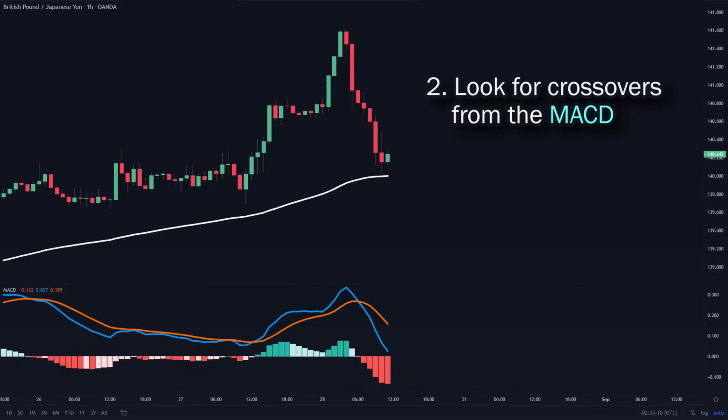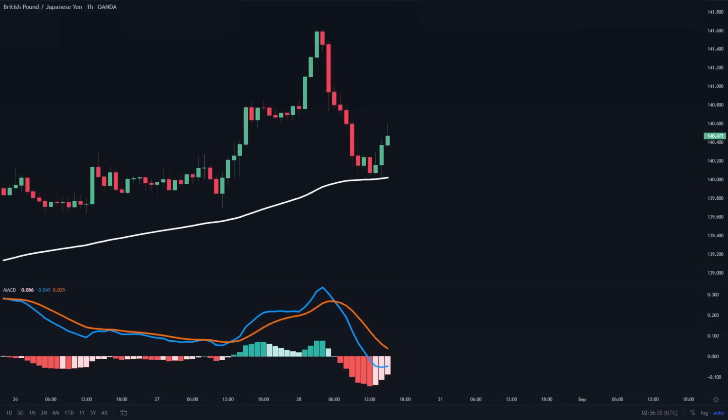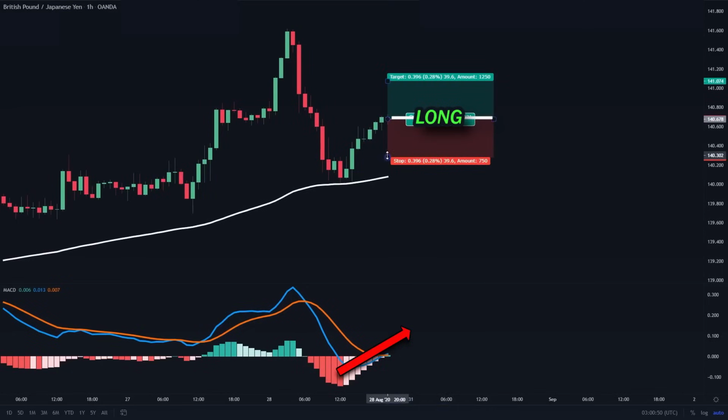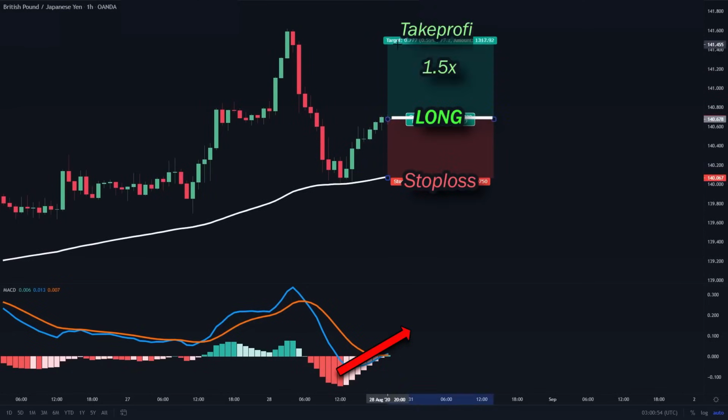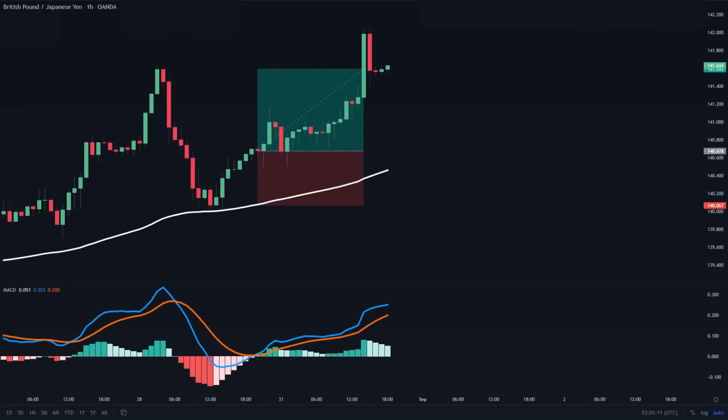So in this particular example, we can see that the long-term trend is up, meaning we only take signals when the MACD crosses over upwards. And so here's where you want to take a long position now. For your exit strategy, you can place your stop loss at the nearest swing low and set your profit target at 1.5 times your stop loss. And as you can see, this trade ended up being profitable.